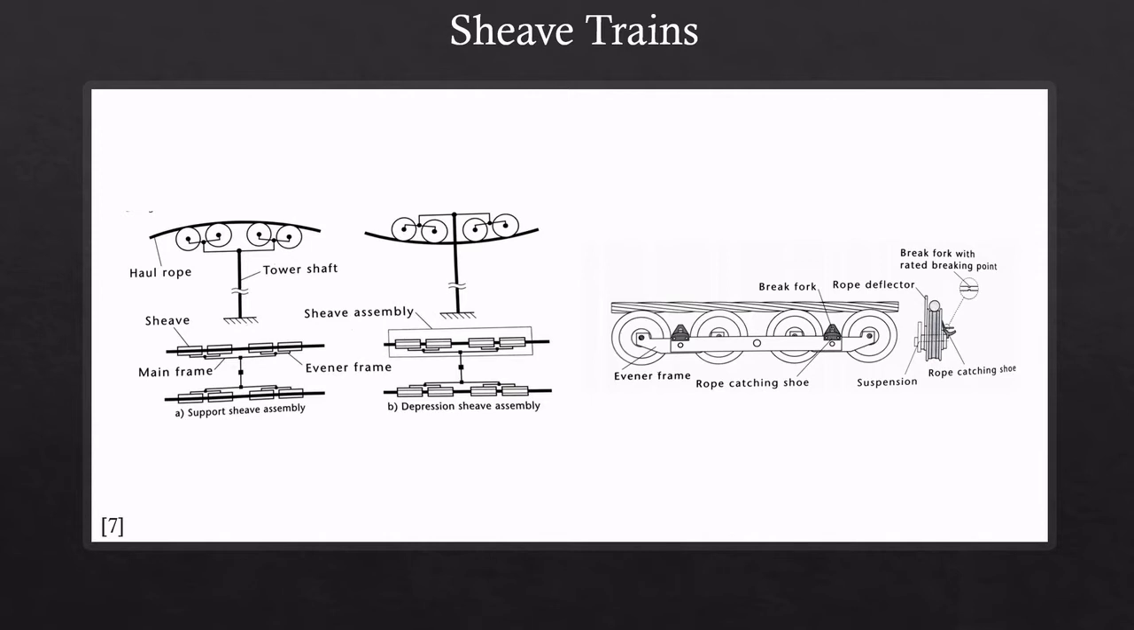Support shiv assemblies have the haul rope on top of the shivs and are used to elevate the location of the haul rope above where it would normally be without a tower. Depression shiv assemblies are the opposite. The haul rope is located below the shiv assemblies, held up by tension, and is used to lower the position of the haul rope relative to where the tension would want it to be if there was no tower.